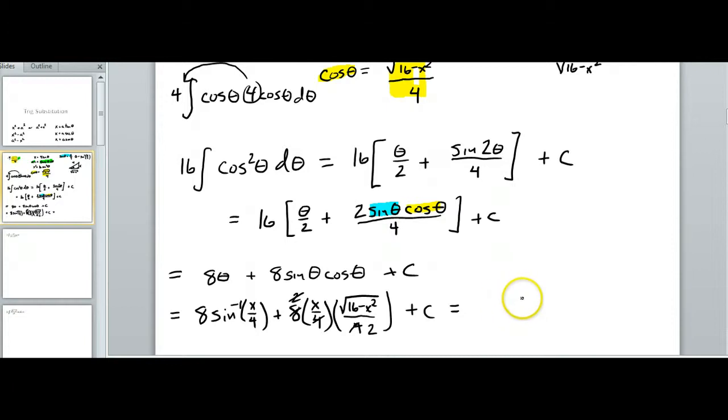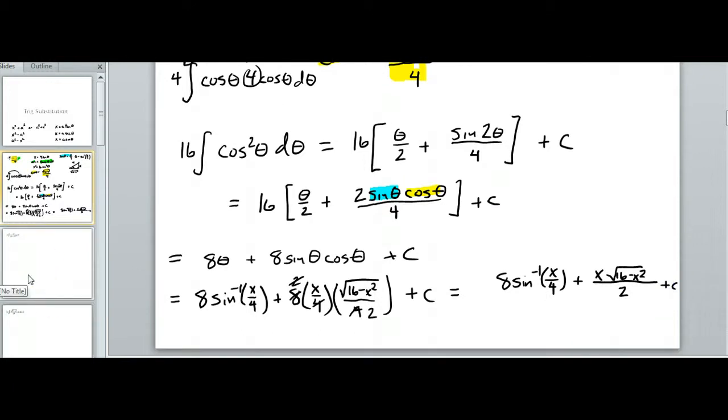So I can say that this is 8 times the inverse sine of x over 4 plus x times the square root of 16 minus x squared over 2 plus c.